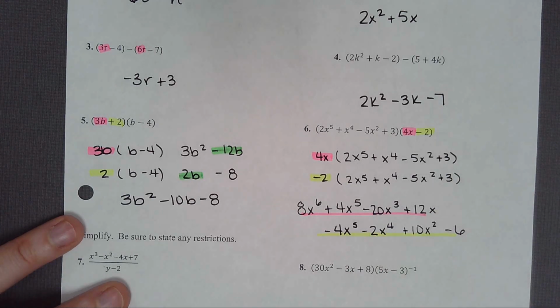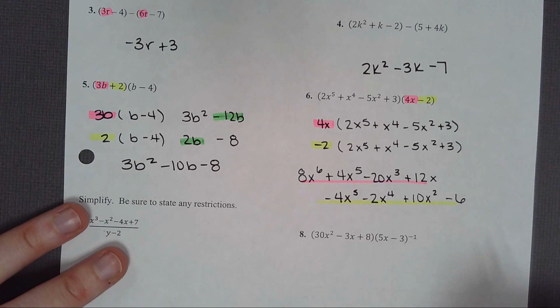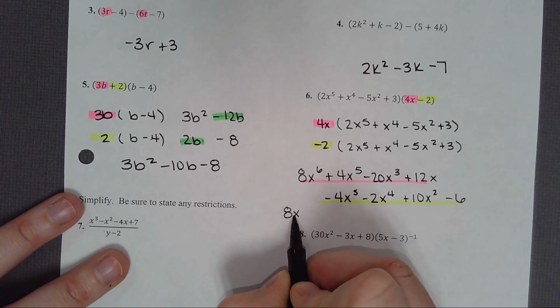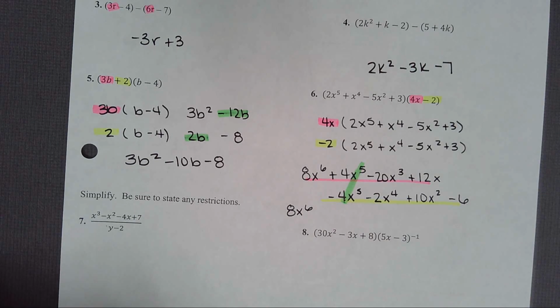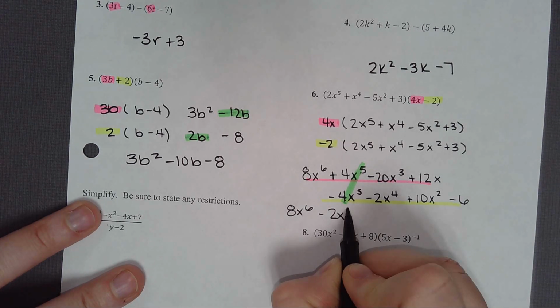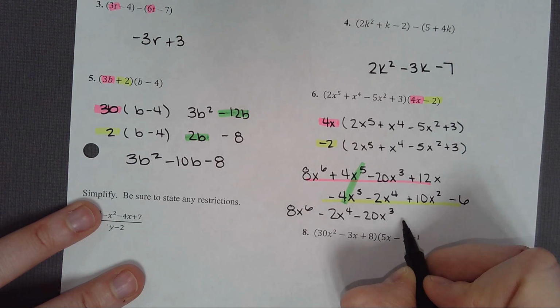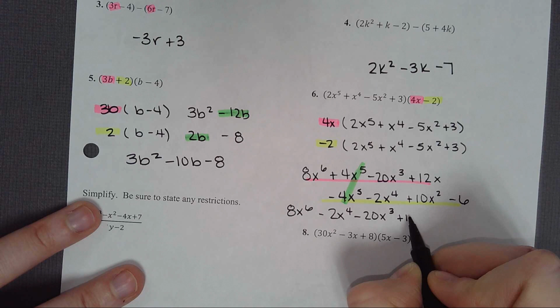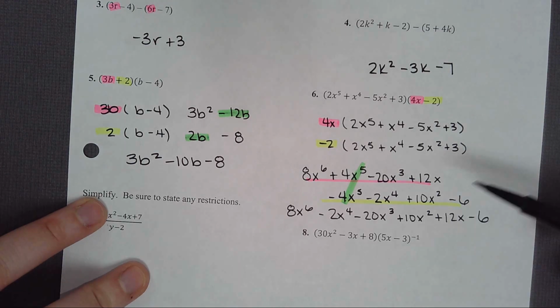And then what we're going to do is combine like terms. Now, you have very little like terms, so my final answer is going to be really long. 8x to the 6th. These ones here cancel out. So when they combine, they cancel out. And then I have an x to the 4th, so minus 2x to the 4th. I have an x cubed minus 20x cubed plus 10x squared plus 12x minus 6. I strongly recommend that you write this one out from highest exponent to lowest exponent just because it's easier to see.